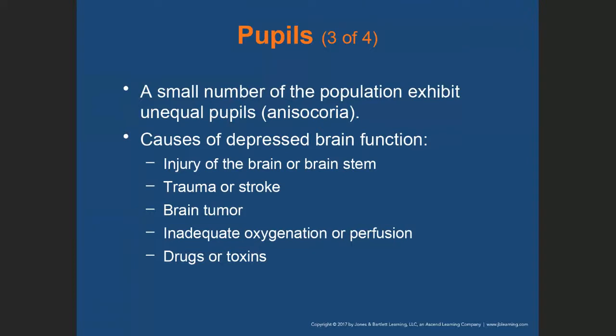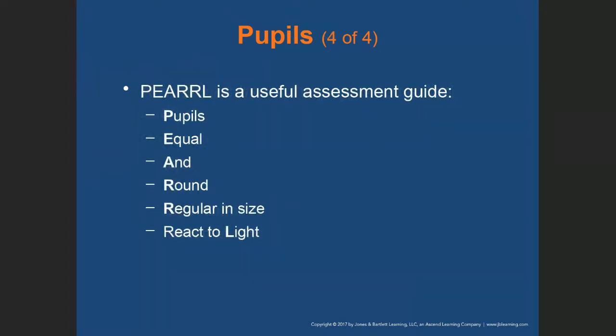Causes for pupil abnormality are linked to depressed brain function, injury of the brain or brainstem, trauma or stroke, brain tumor, inadequate oxygenation or perfusion, drugs or toxins. We describe the pupils using the PEARRL acronym: pupils equal and round, regular in size, react to light. So quite a few acronyms that you need to be familiar with.